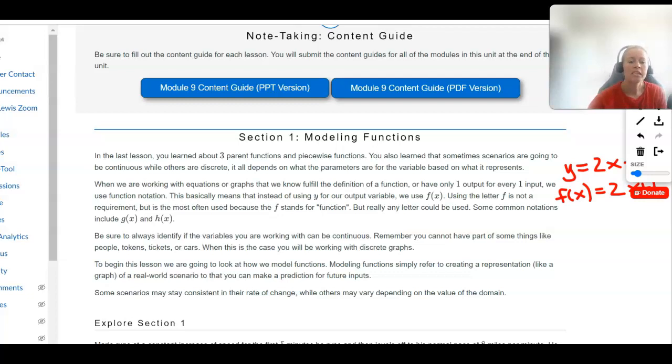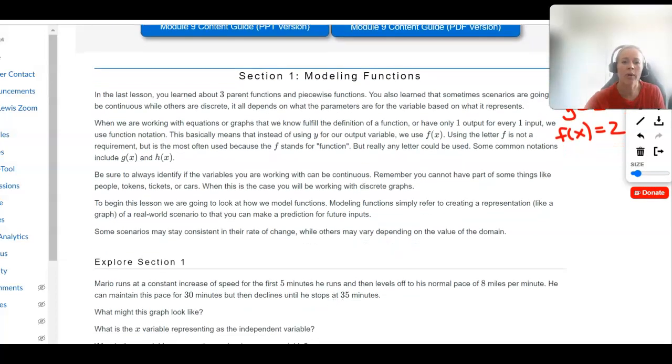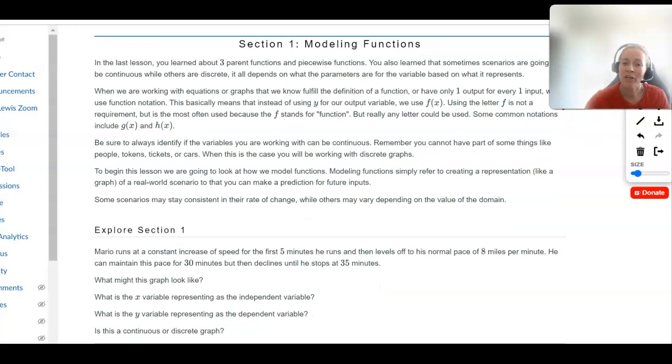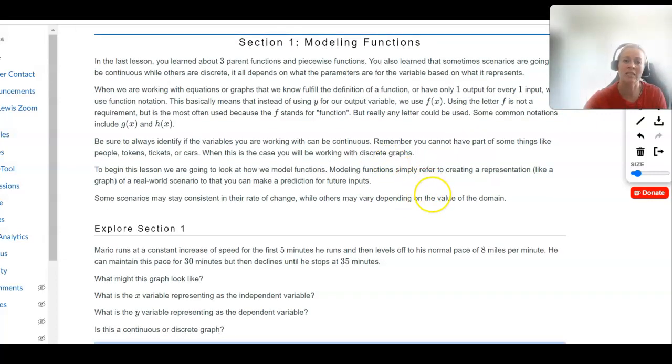To begin this lesson, we are going to look at how we model functions. Modeling functions simply refers to creating a representation, like a graph, of a real-world scenario so that you can make predictions for future inputs. That's a lot of the reason we love math: it helps us predict the future. So whenever you're thinking, why are we doing this, that's one of the reasons. Making these models and learning how to read them helps us look at patterns and see what things are going to happen.